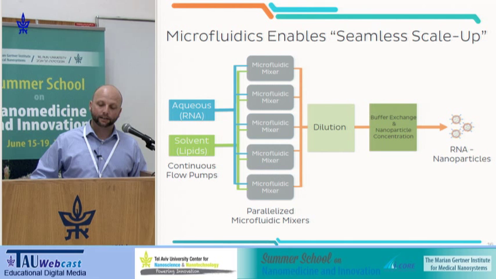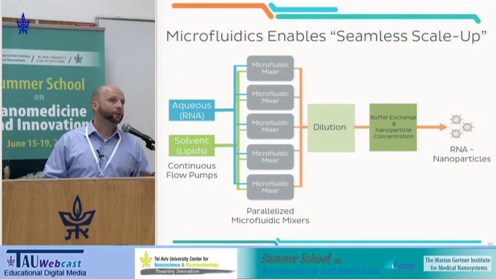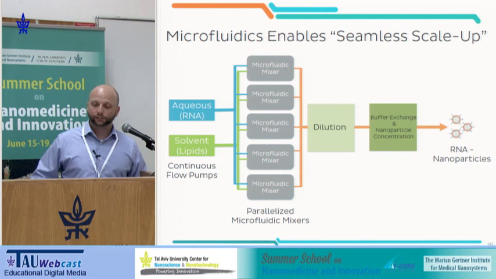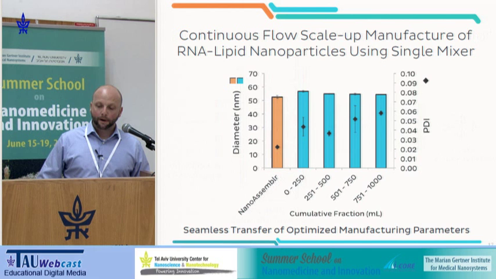With this, we typically are doing a dilution step afterwards, where we're diluting down the ethanol content for many of our formulations, and then you can put these onto an industrial standard buffer exchange and concentration system. Typically, people are using diafiltration and tangential flow, which seems to be the industry standard. And I'll show you some data around this.